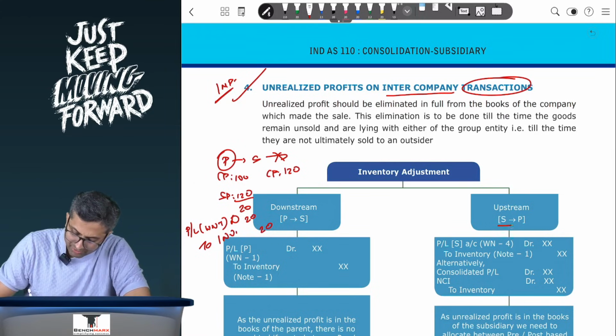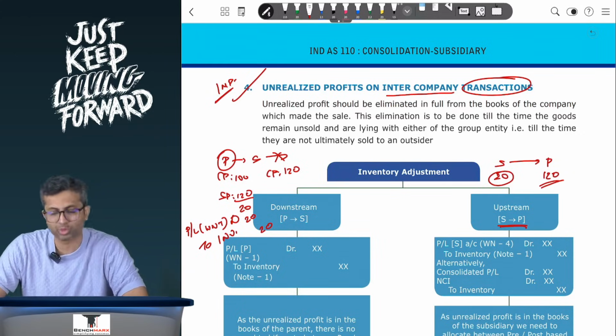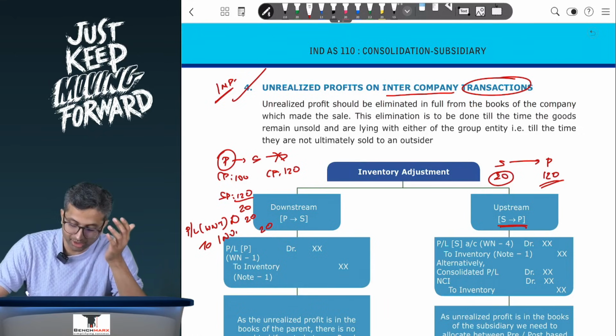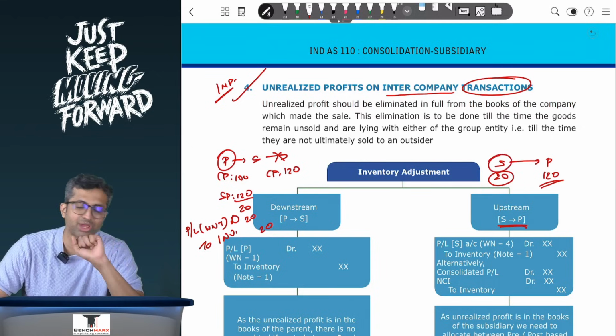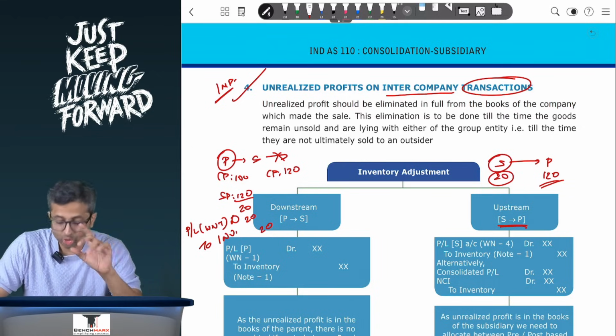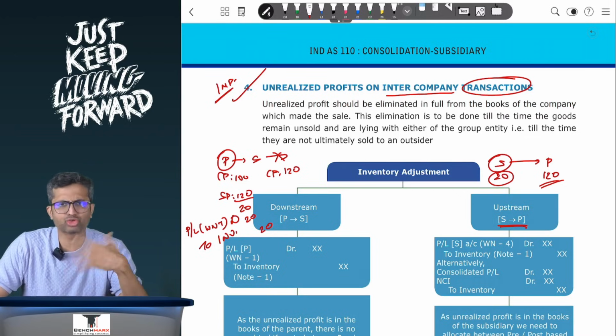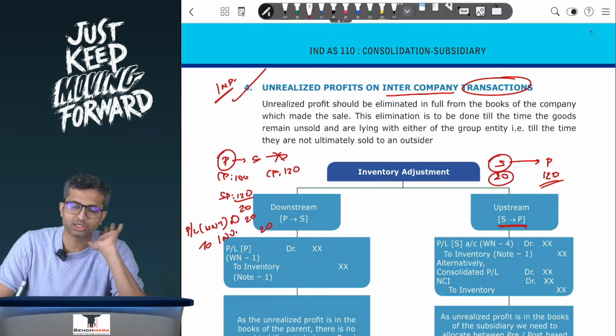In a similar way, if it is upstream, the same thing applies, but the subsidiary sells to the parent, in which case a profit of 20 is sitting in the subsidiary and the inventory of the parent appears at 120 rupees. The thing is the same, you will debit the P&L, but whose P&L? P&L of the subsidiary, but the subsidiary's P&L has to be analyzed between pre and post. So you'll have to find the date when the sale happened. If the sale happened prior to the date of acquisition, then this 20 will be adjusted against pre-profits. If it happened after the date of acquisition, it will be adjusted against post-profits.